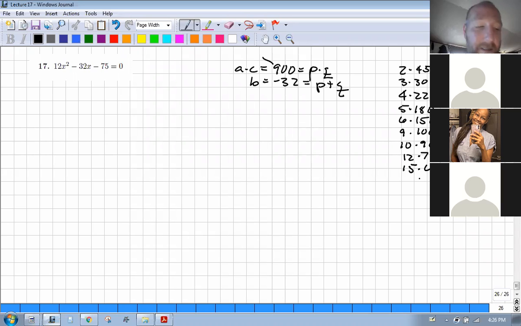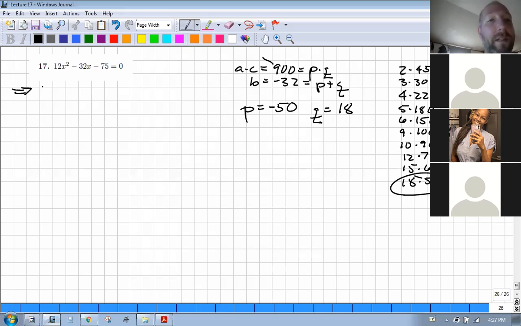15 times 60, getting closer. 16 divided by 17, divided by 18. 18 times 50, I think that's it. If we make the 50 negative and the 18 positive, their difference is negative 32. So let's let P be negative 50 and Q be 18. So we'll rewrite this minus 32 as a minus 50x plus 18x.